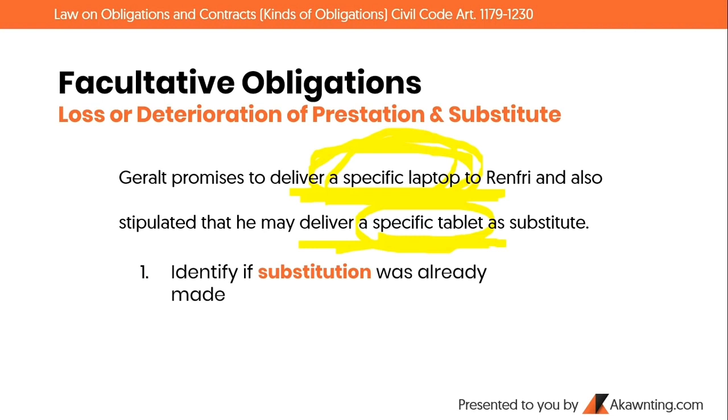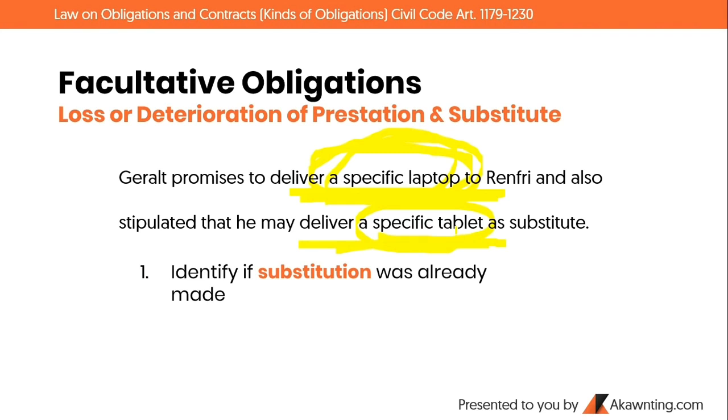So ito ay isang facultative obligation. Kapag si Gerald, okay, so in this case, ang ating principal prestation is the specific laptop at ang substitute ay yung specific tablet. Okay, assuming hindi pa nagkakaroon ng substitution. Okay, so dapat babanggitin niya sa problem. Okay. Kapag nawala yung specific tablet via Gerald's fault, ano ang effect nun sa ating obligation?